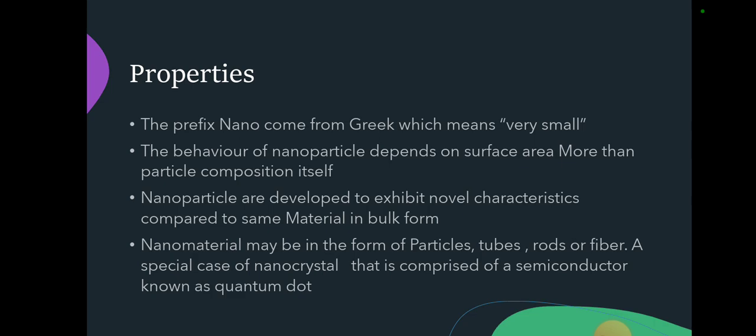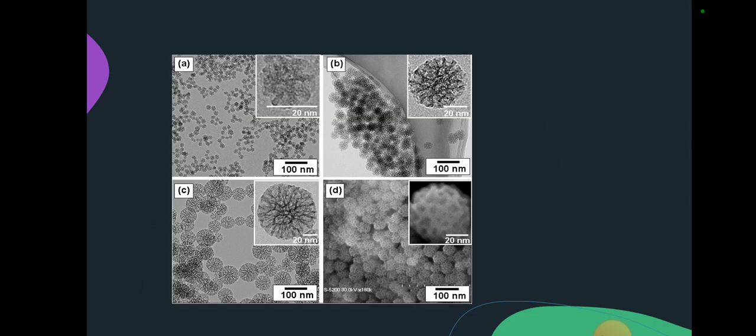Finally, nanomaterials may be in the form of particles, tubes, rods, or fibers. A special case of nanomaterial that is comprised of semiconductor is known as a quantum dot. These are different measurements or different scales of nanoparticles.